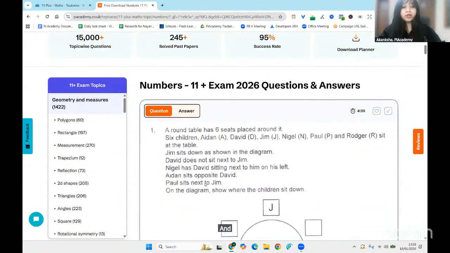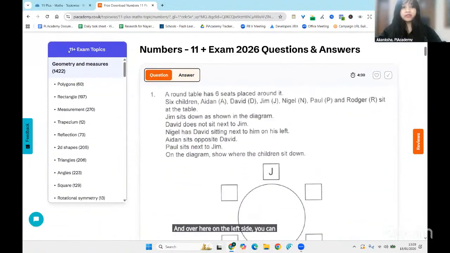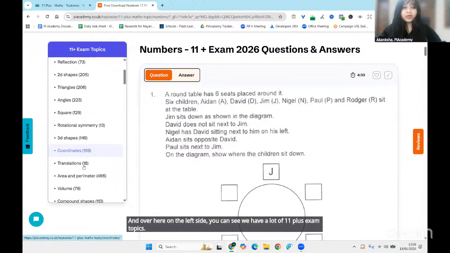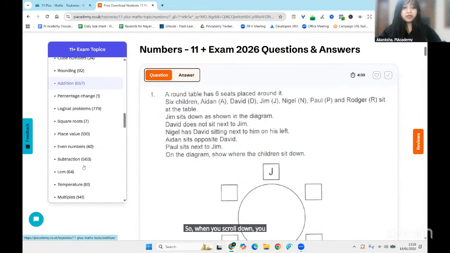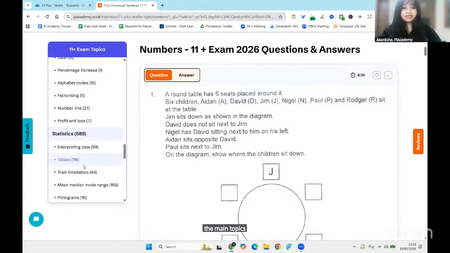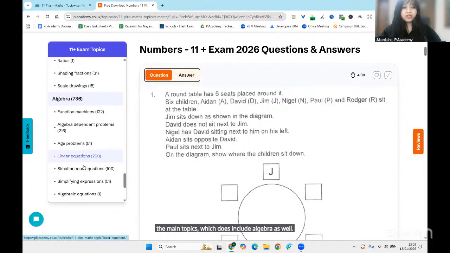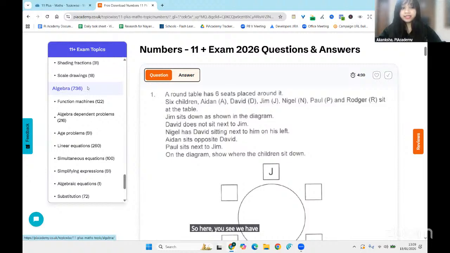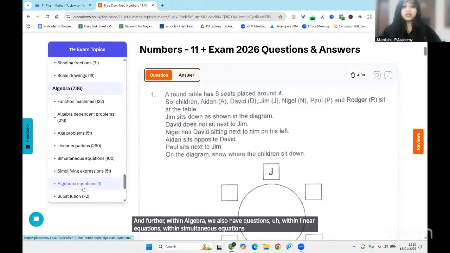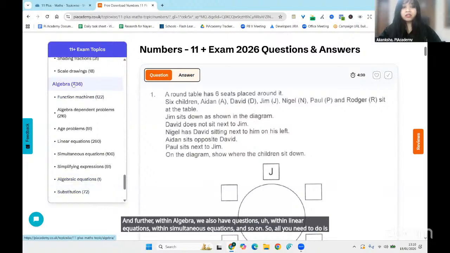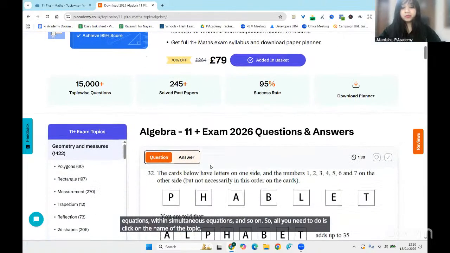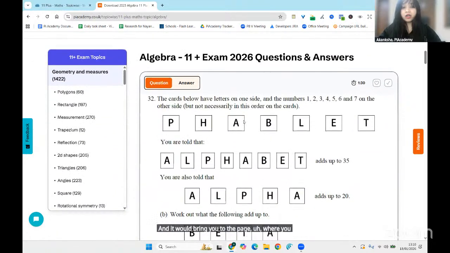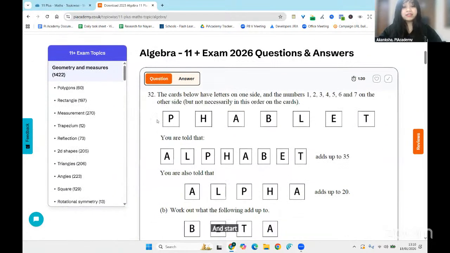And over here on the left side, you can see we have a lot of 11 plus exam topics. When you scroll down, you would come across the main topics, which does include algebra as well. Here you see we have 736 questions within algebra. And further within algebra, we also have questions within linear equations, within simultaneous equations, and so on. All you need to do is click on the name of the topic, and it would bring you to the page where you can unlock the questions and start practicing for free.